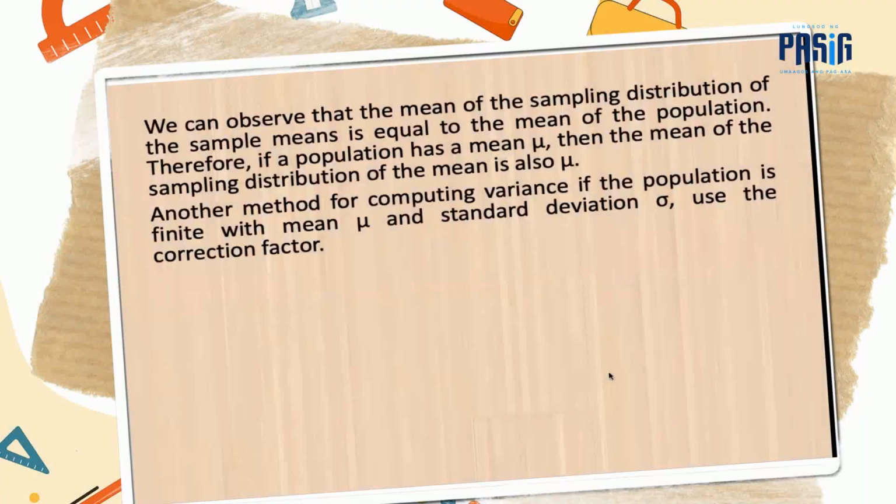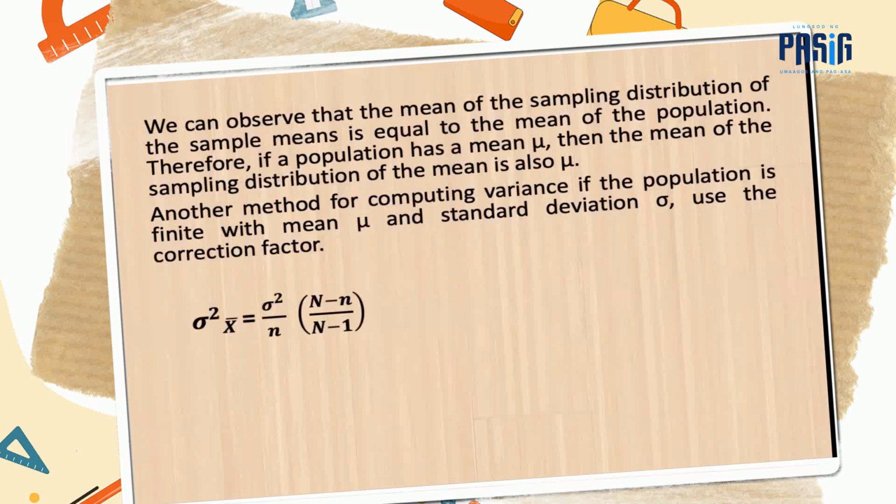We can observe that the mean of the sampling distribution of the sample means is equal to the mean of the population. Therefore, if a population has a mean mu, then the mean of the sampling distribution of the mean is also mu. Another method for computing variance is, if the population is finite with mean mu and standard deviation sigma, use the correction factor.